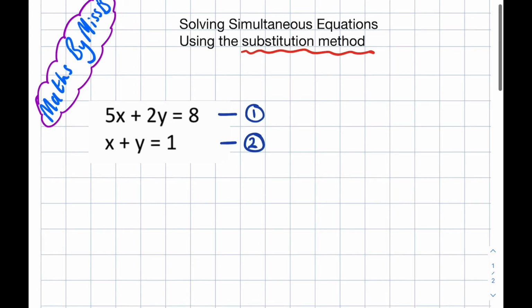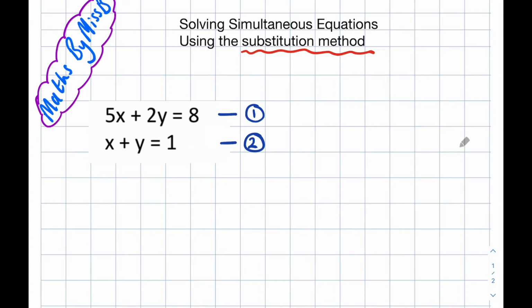Now equation number 2 looks pretty straightforward. I can rearrange that easily and make x the subject of that equation. When I say making x the subject, what that means is aim to get the letter x on its own, get rid of the plus y so it's on the other side. So you've got the equation as x equals. Let's just do that first.